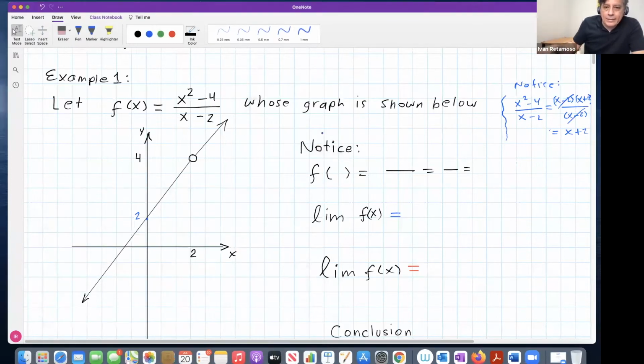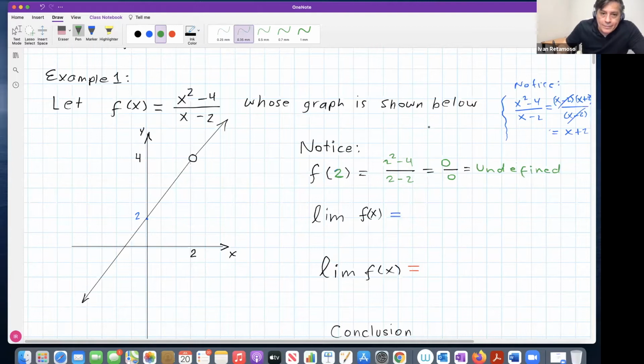Well, because notice that if you attempt to evaluate this function at this value 2 here, notice 2 squared minus 4 divided by 2 minus 2. 2 squared is 4. 4 minus 4, 0. 2 minus 2, 0. 0 over 0, undefined. That is the reason why there is a hole there. All right. So at 2, undefined. But the rest is well behaved because it's just this guy, y equals x plus 2. So it's a line. Very good.